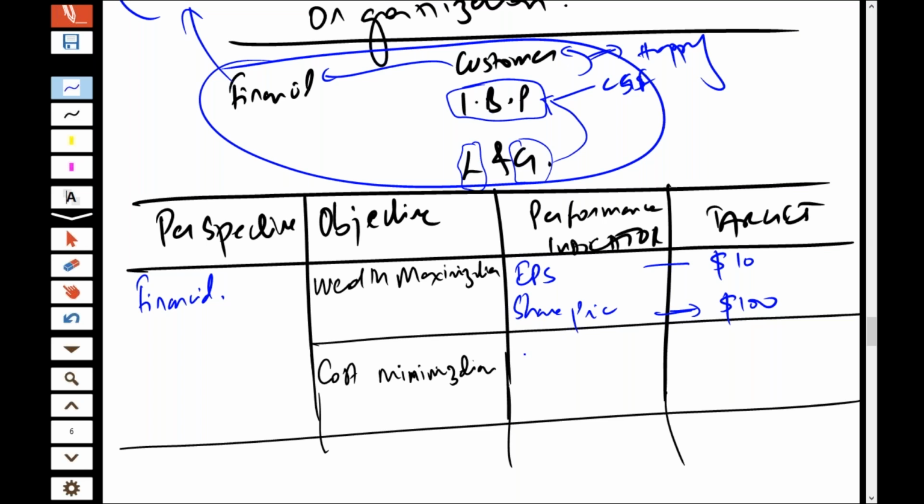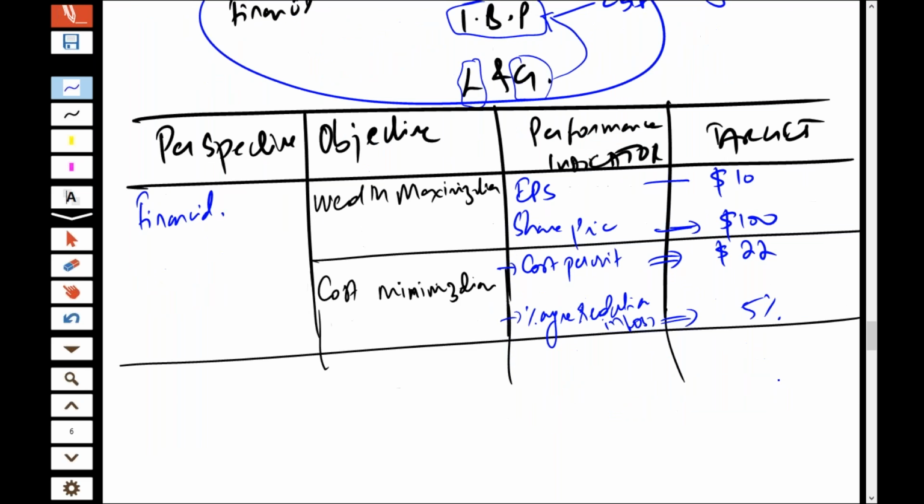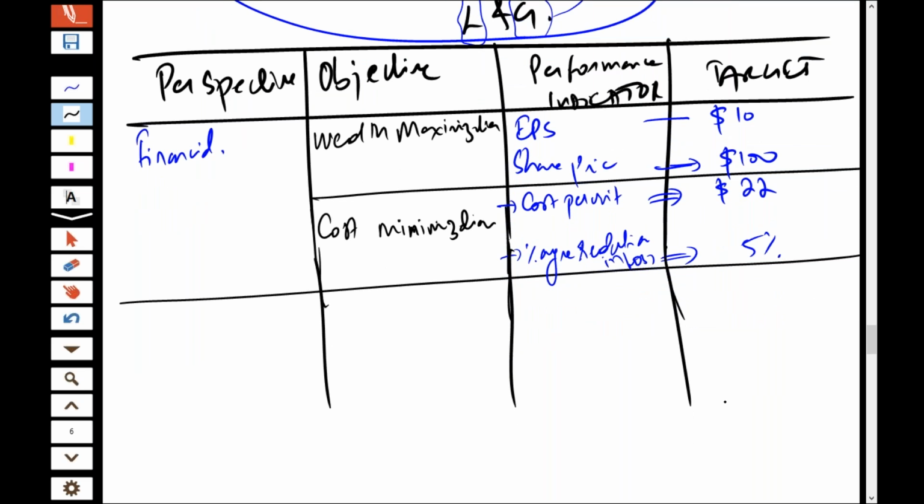The cost minimization is going to be like this. Cost per unit. The second one of them is going to be percentage reduction in loss. So maybe you could set a target that the cost per unit should be 22. Maybe you could say that the percentage reduction in the loss could be 5%. Things like that. So if you try to implement the balanced scorecard in any organization, this is how you do it. Let me repeat.